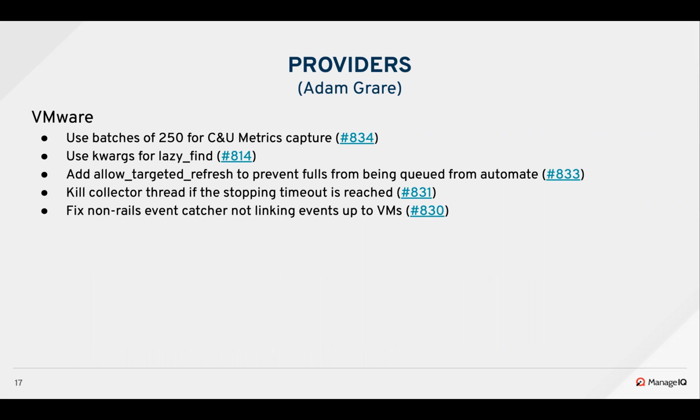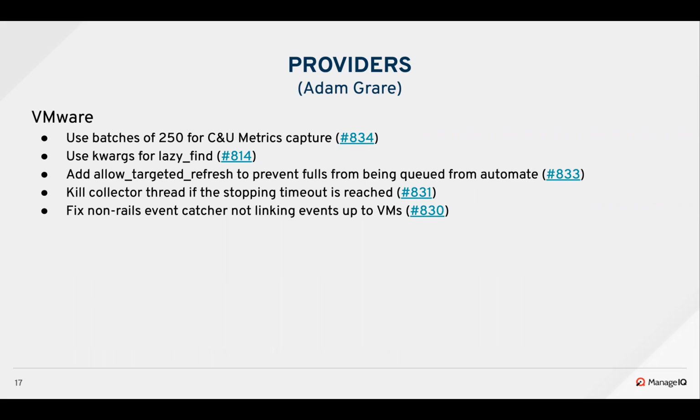So now, even though targeted refresh doesn't do anything, we say that it's allowed so that you won't be queuing a full refresh if you try to queue a targeted one from Automate. That was just a little thing, but it ended up having big consequences for that user. What we found out of that was if you were constantly queuing a full refresh and trying to restart your collector, occasionally the collector thread would not shut down in a timely manner, specifically if it was doing its first full. So it was possible to end up with more than one collector thread running. Now we hard kill the collector thread if it doesn't shut down in a timely manner to prevent that.